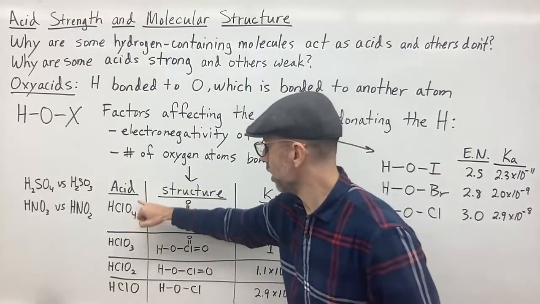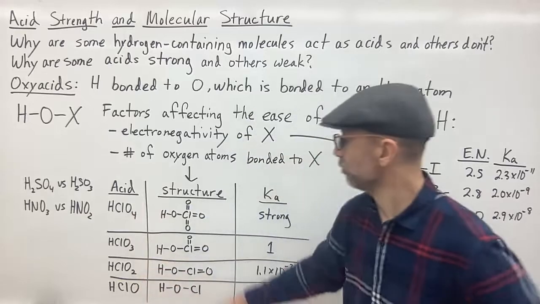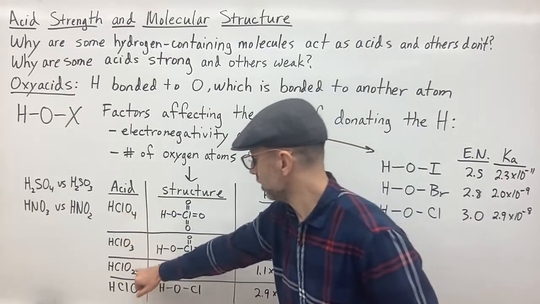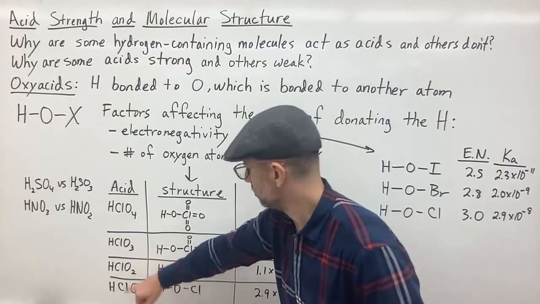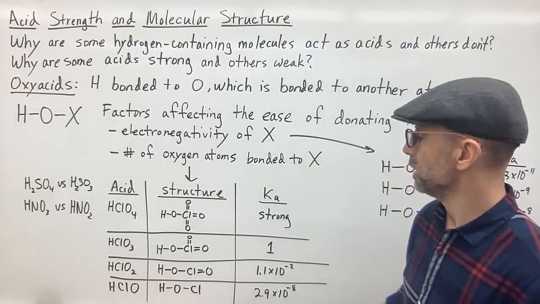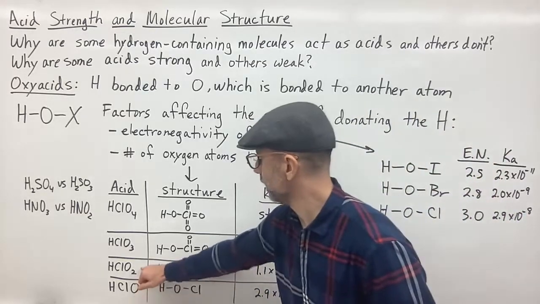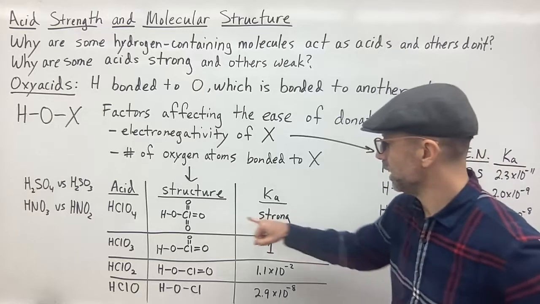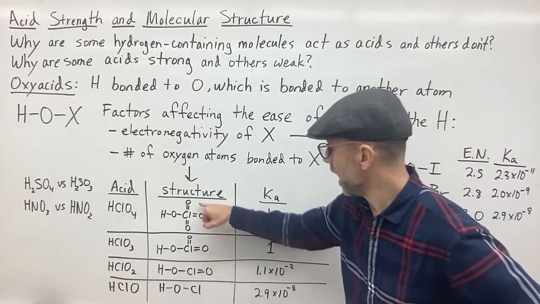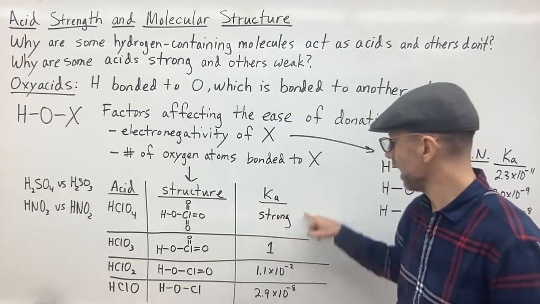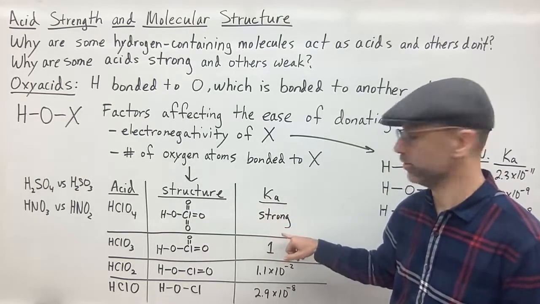So here we have our 4 acids in this table. We have perchloric acid, chloric acid, chlorous acid, and hypochlorous acid. And so you can see that the only thing they differ by is the number of oxygens. And so you can see here that with the 3 oxygens bonded to the chlorine, you have a strong Ka. So this is a strong acid.